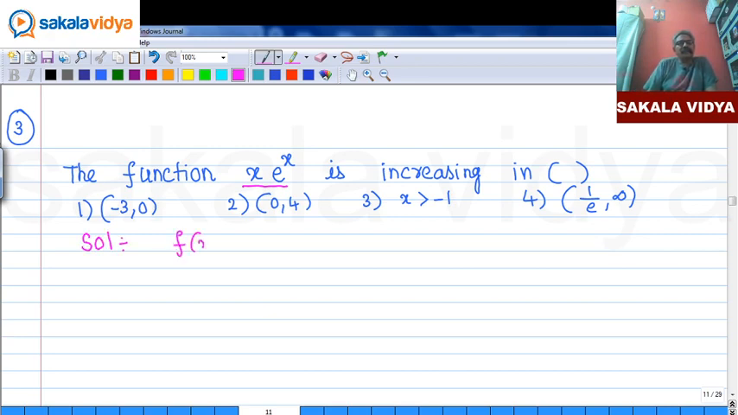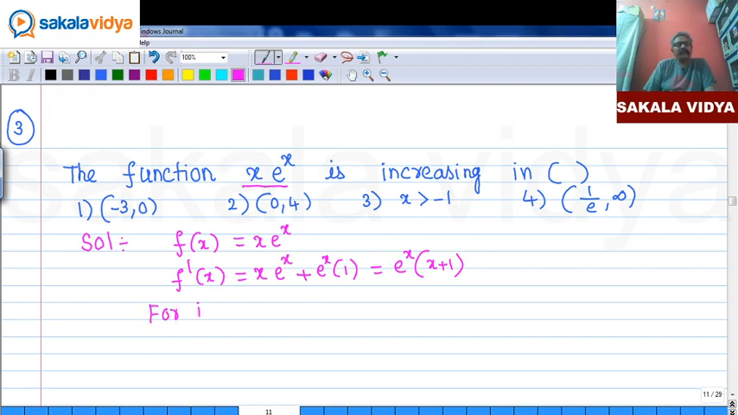here given f of x is equal to x into e power x. Let us differentiate both sides with respect to x. f dash x equals, by the UV method, x into e power x differentiation, e power x, plus e power x into x differentiation, 1. Now you can take out e power x common, we have x plus 1. See, for increasing, f dash x must be greater than 0, positive. So e power x into x plus 1 is greater than 0.